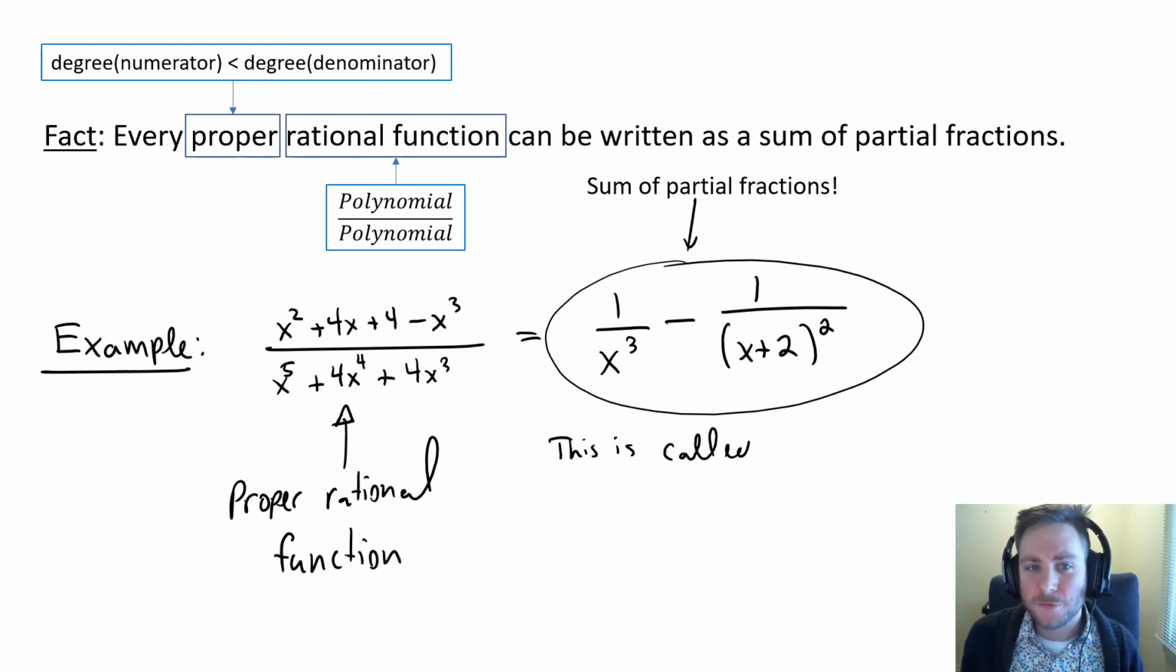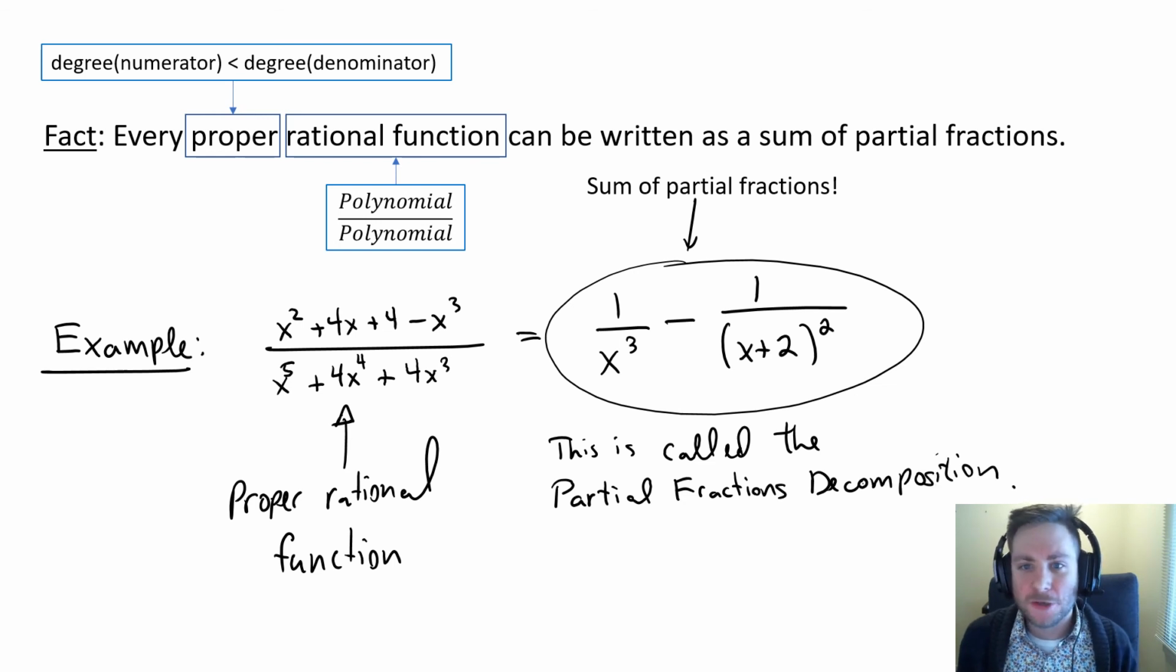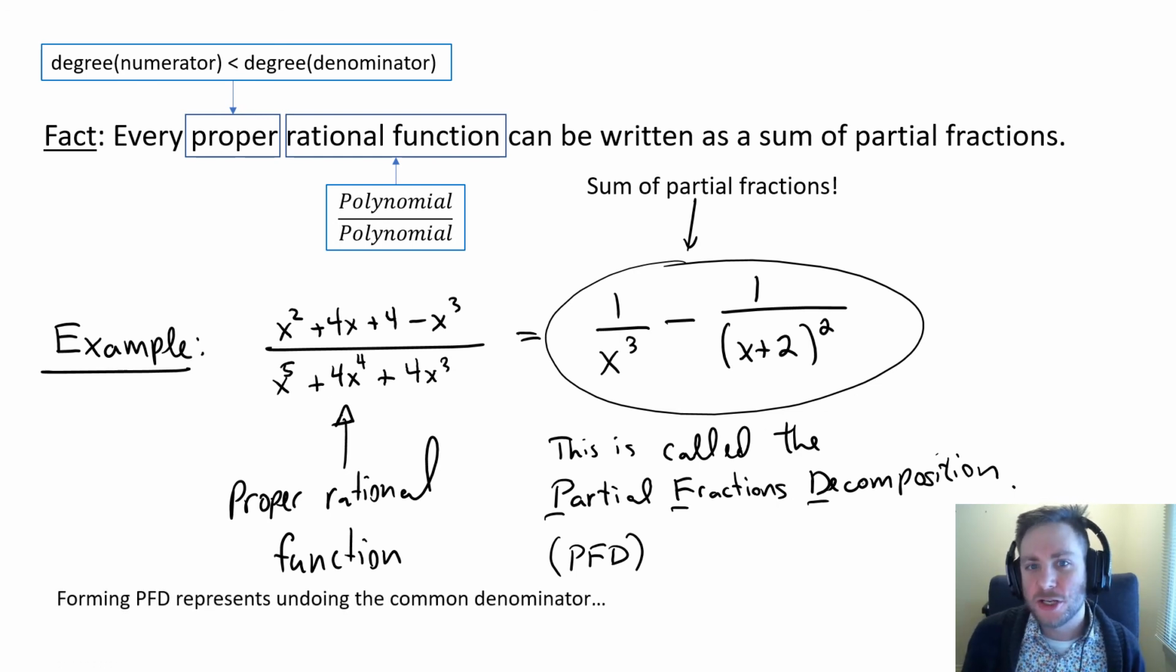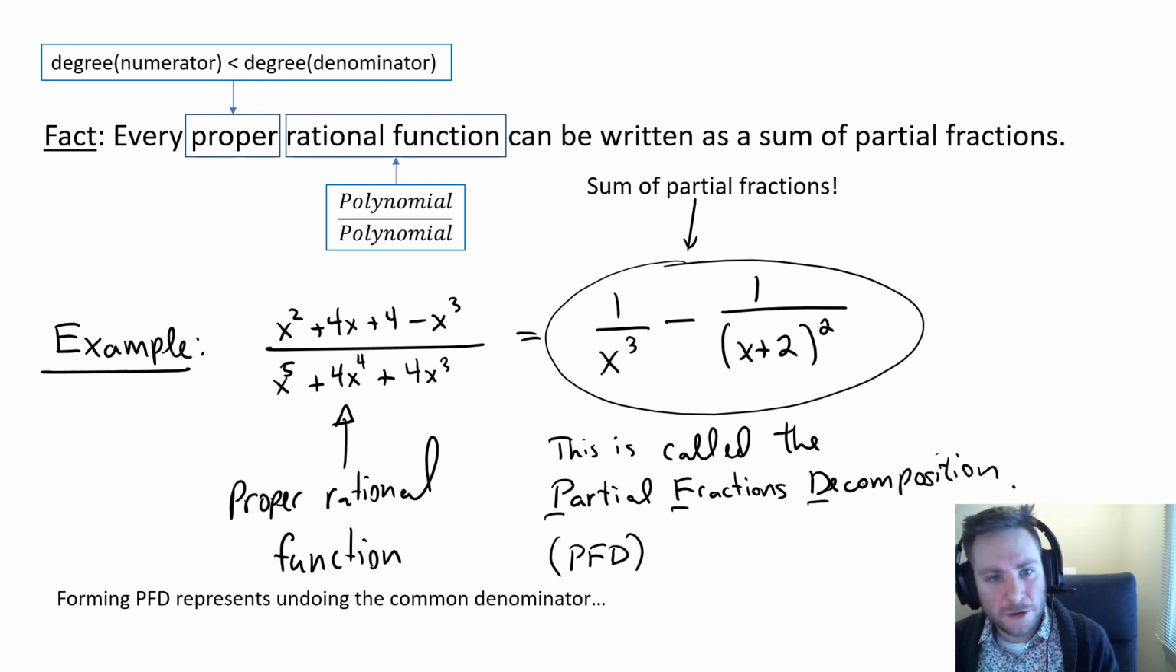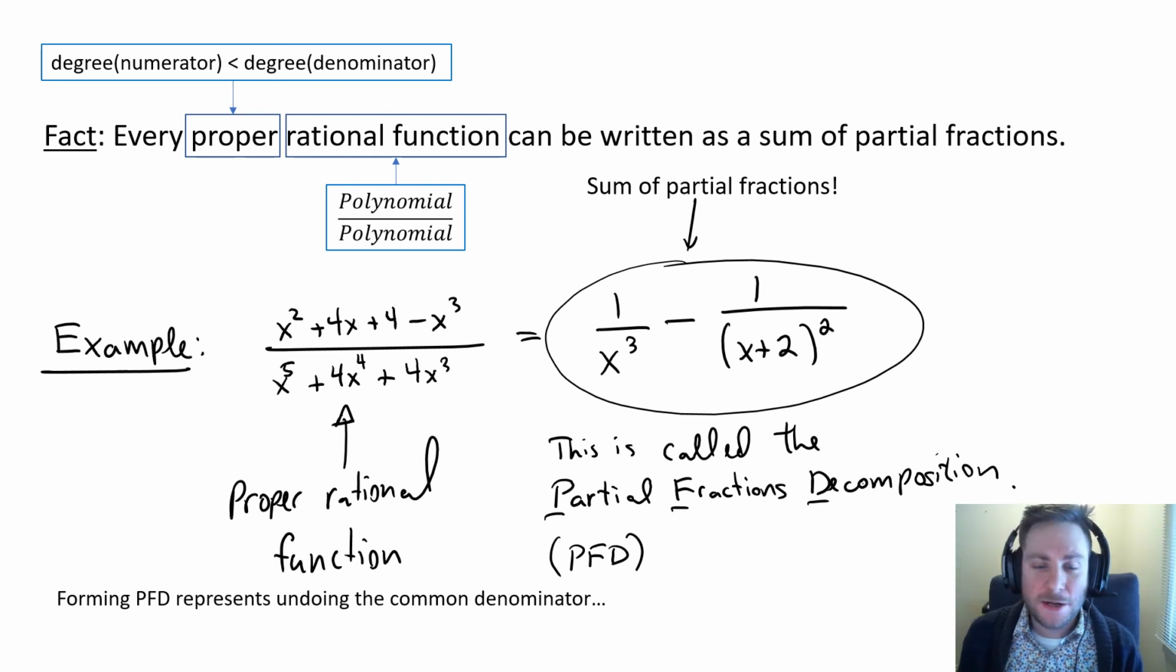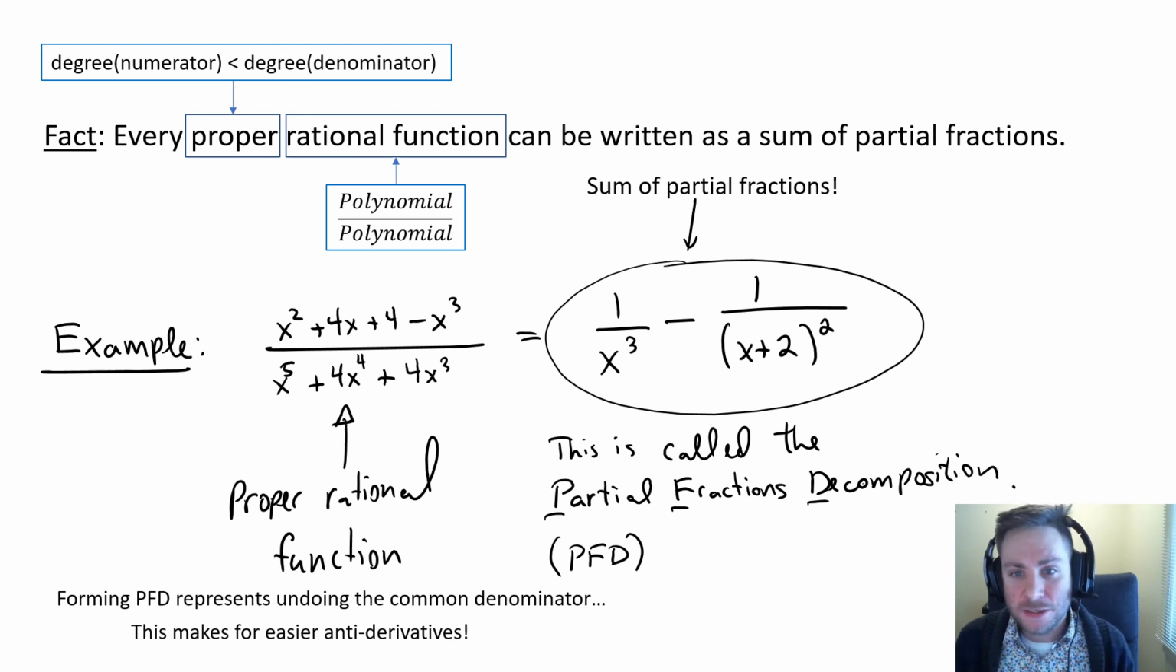This sum of partial fractions is what we call the partial fractions decomposition of our rational function. That's pretty cumbersome to say though, so it's fine with me if you abbreviate this as PFD in the future. Now, why is partial fractions decomposition important? Well, that's because coming up with this decomposition literally represents the process of undoing that common denominator. The fact here is telling us that it's always possible to achieve this, which is a good thing because it makes finding antiderivatives easier, as we saw before.